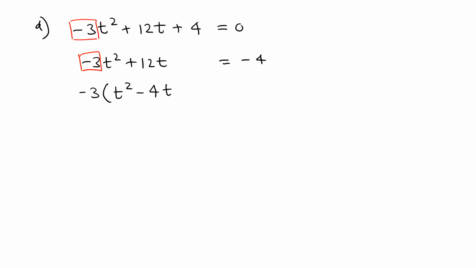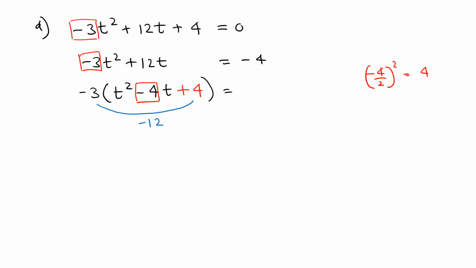The special term is you take half of this and square it. We have done that several times. So it is half of this squared, which is 4. So you can add a 4 to this side, but when you add a 4, you are not really adding a 4. You're adding the product. You're adding negative 3 times 4, so you're adding negative 12 actually.